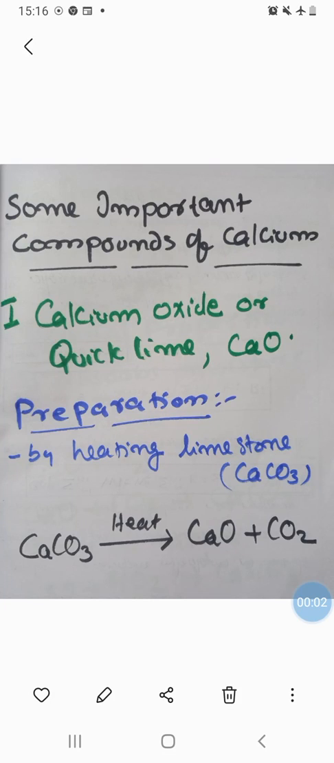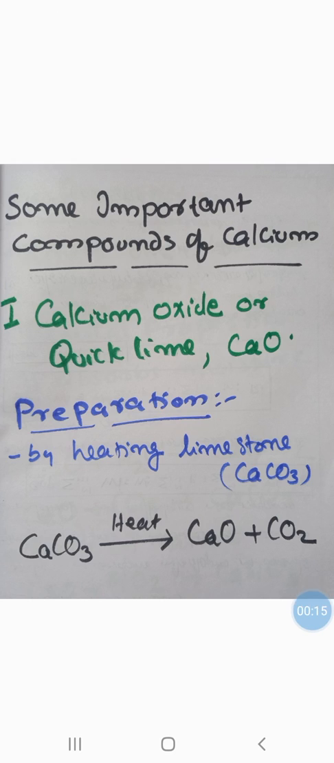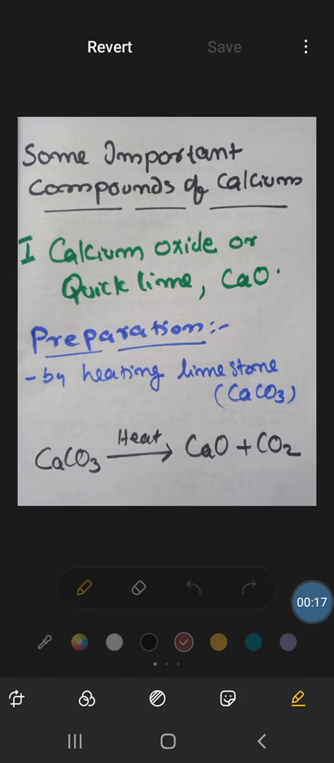Dear students, in this class we will see some important compounds of calcium. First one, calcium oxide or quicklime. Its chemical formula is CaO. So CaO is calcium oxide or quicklime.